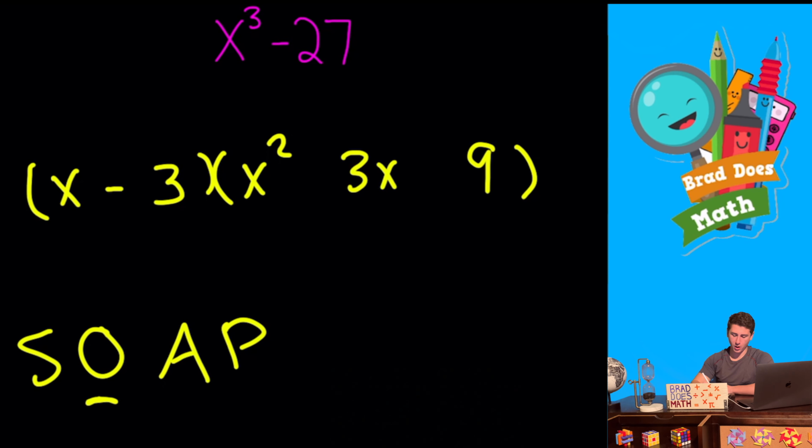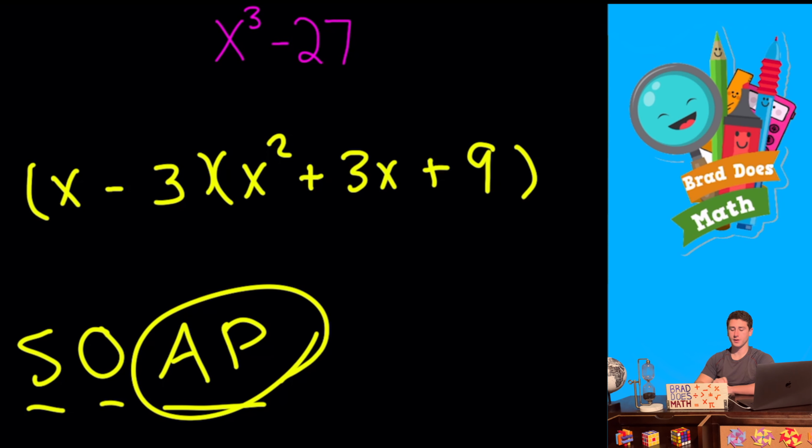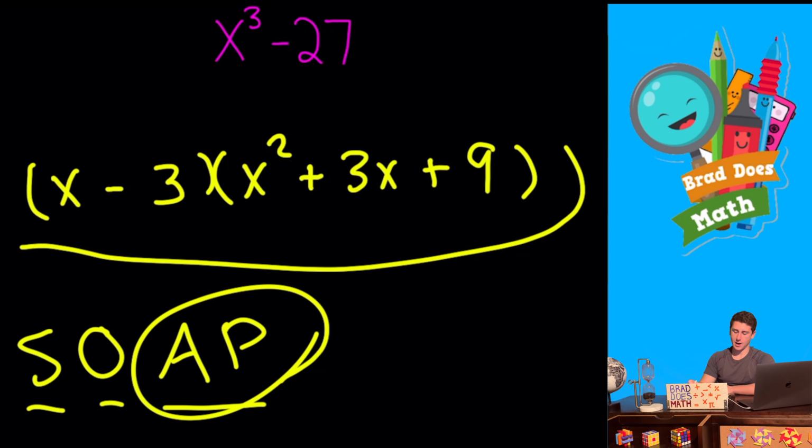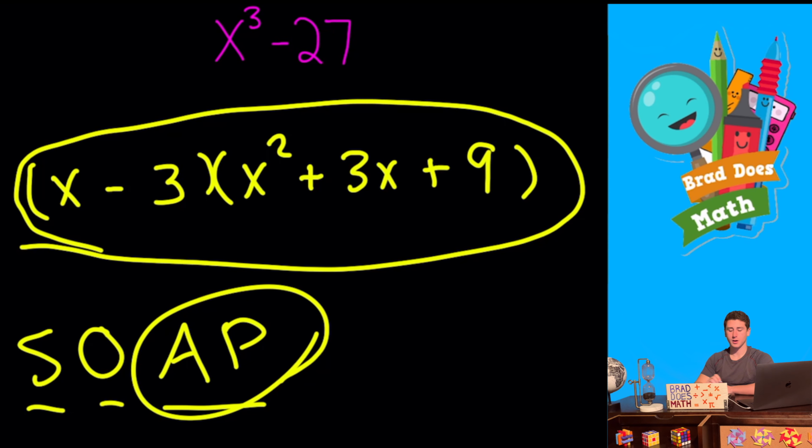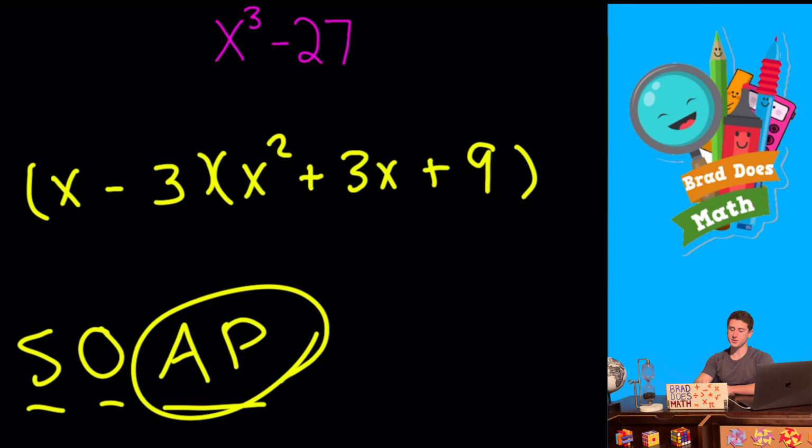The next one, O, stands for opposite. So the next sign is going to be opposite of what we started with, plus. And the last one, AP, always positive. Same, opposite, always positive. And this is our final factored answer. x minus 3, x squared plus 3x plus 9. So that is called the difference of two cubes.